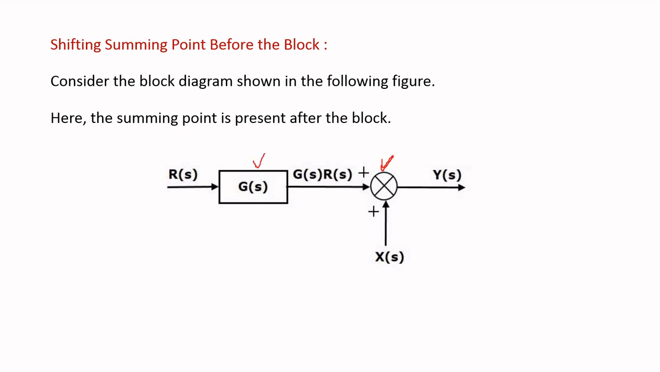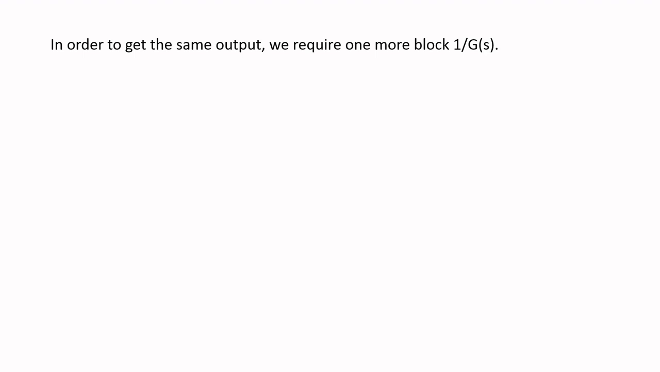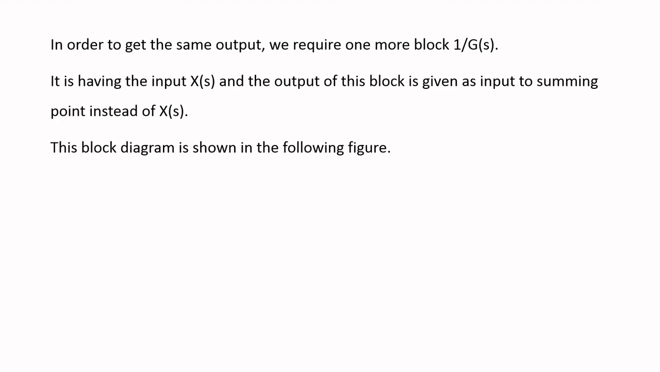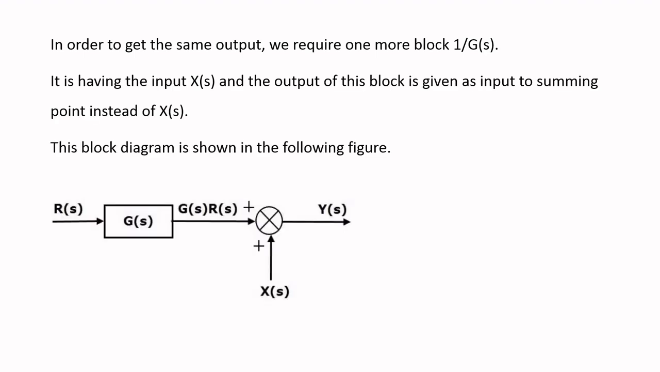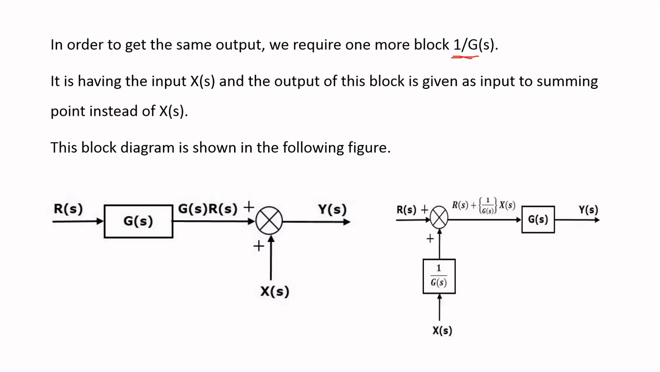If you want to shift this summing point before the block, then we have to get the equivalent block diagram. In order to get the same output, we require one more block which is having the transfer function 1 by g of s. This is the block diagram with the summing point after the block.